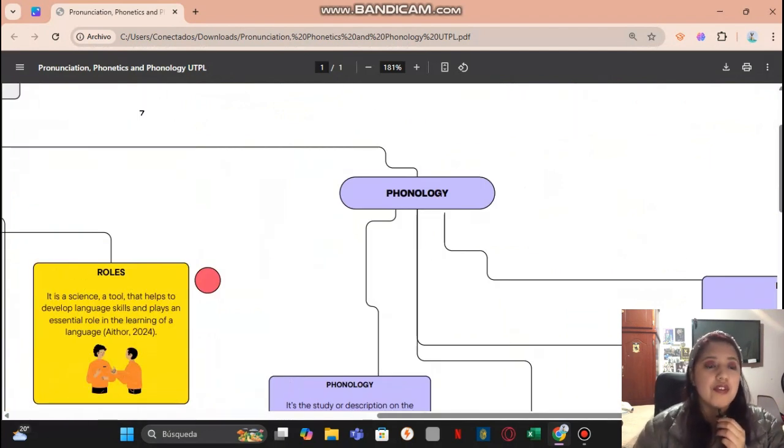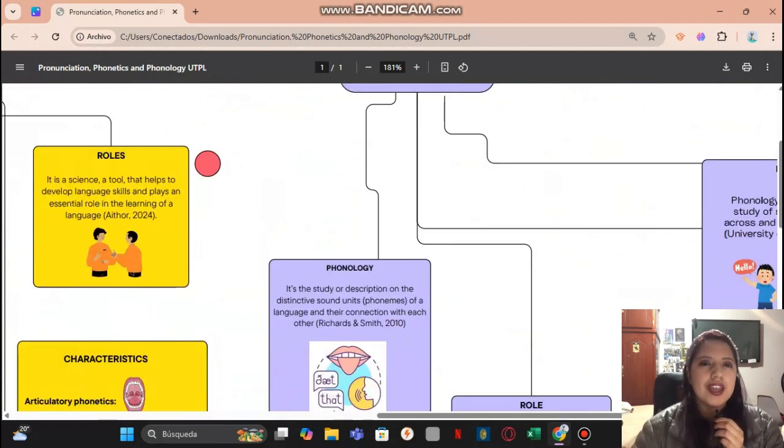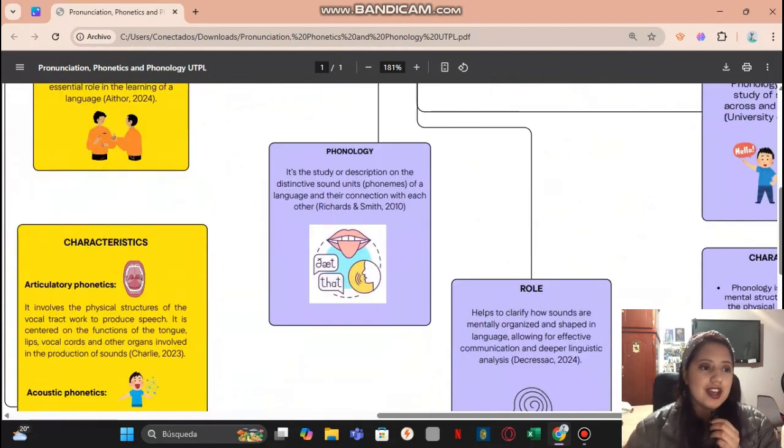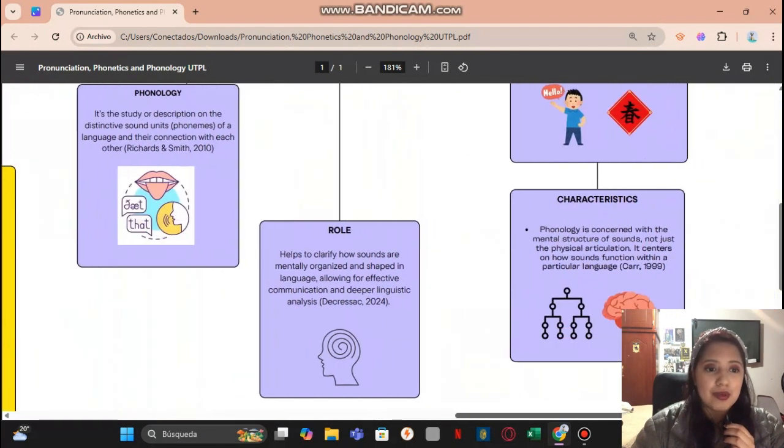And lastly, we have phonology. Well, meanwhile phonetics studies how the speech sounds are created with body organs, phonology studies more the abstract part of the language. Phonology studies the distinctive sounds of a language and their connection with each other. The role is to clarify how sounds are mentally organized and shaped in language.